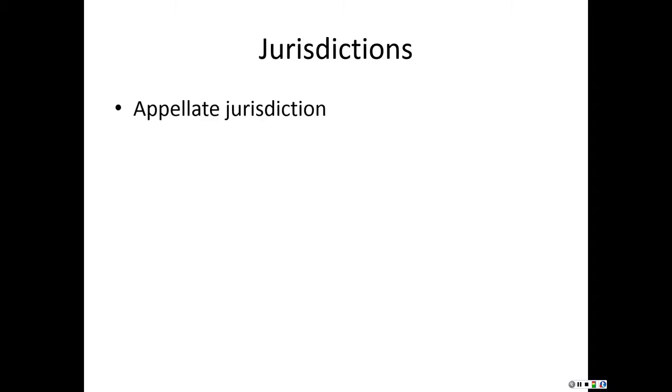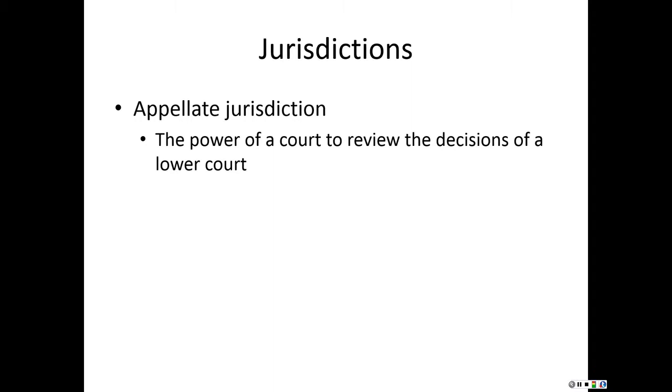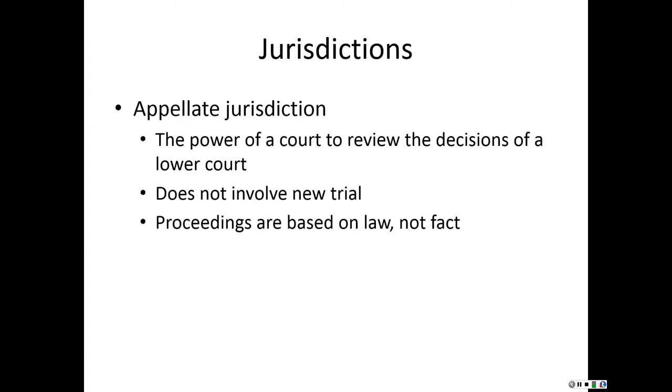The other type of jurisdiction is something called appellate jurisdiction. Appellate jurisdiction is simply the power of a court to review the decisions of a lower court. So we're going to make sure proper procedure was followed. It does not involve a new trial. There are no new facts presented, no new evidence. All we're going to do is see that proceedings are based on law, not fact.